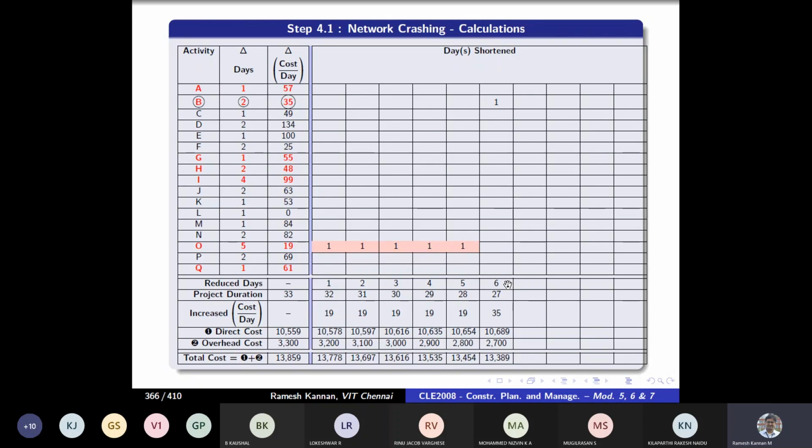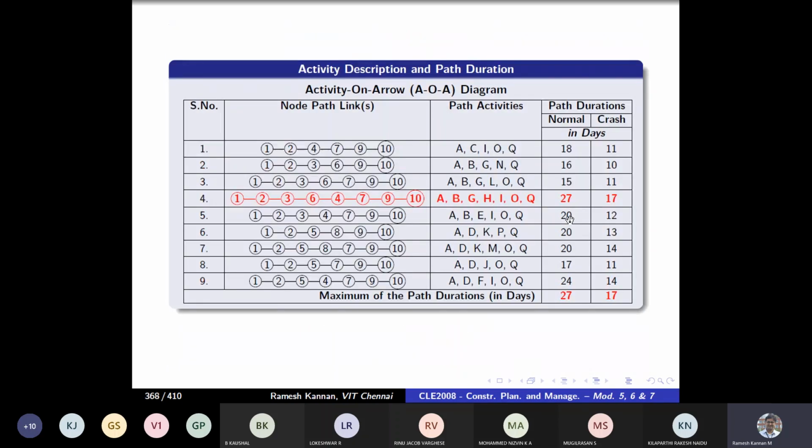5 plus 1 is 6, and 33 minus 6 is 27. And remember the cost slope here is not 19, it is 35. So put the cost slope here, and the normal cost, the direct cost in the previous set plus the current increased cost per day, that will become the direct cost. Then 27 into 100 will become 2,700. When you add both, it will become 13,389. Then we'll take a look at the chart, and it's still the critical path.